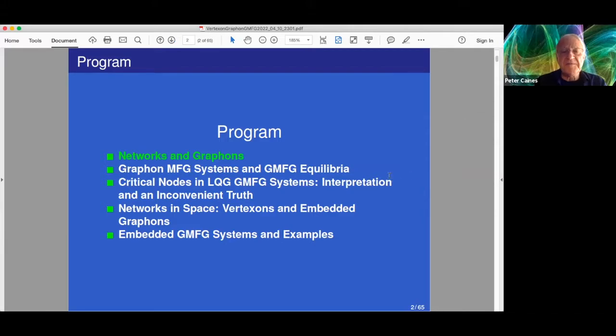So the program is first networks and graphons, then Graphon Mean Field Game systems and GMFG equilibria. The topic of critical nodes in LQG GMFG systems, their interpretation and an inconvenient truth. Then we have networks in space, the title topic of the talk, vertexons and embedded graphons, and then we return to what we hope points towards embedded GMFG systems.